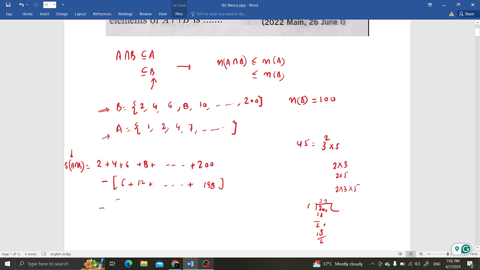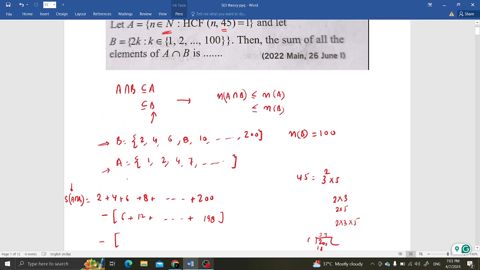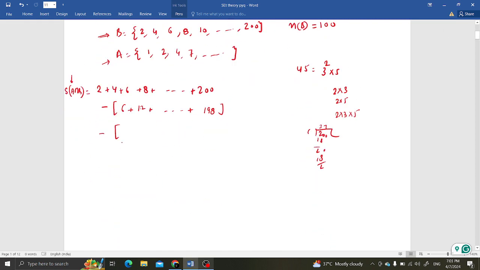Now I need to subtract here. Why am I subtracting these elements? Because in A intersection B, the GCD of 6 with 45 is not equal to 1, and the GCD of 12 with 45 is not equal to 1. Why? Because 3 is the common factor. Now again, from here I will subtract 10, 20, up to so on 200. Why am I subtracting these? Because the GCD of 10 with 45 is 5, and for 20 with 45 again it is not equal to 1. So that's why I'm subtracting.